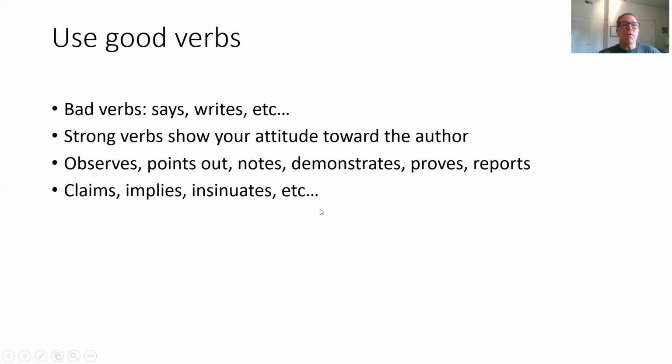One more thing is make sure you use good verbs. A lot of writers just say "says." This person says, this person writes, okay, those are kind of boring. Number one, they also don't really tell us your attitude toward the author. Let's say you agree with the author. You think the author is right here. Use a word like observes, points out, notes, demonstrates, proves, reports. Notice all of these indicate a connotation that these things are true. Not only they said it, but it's true.